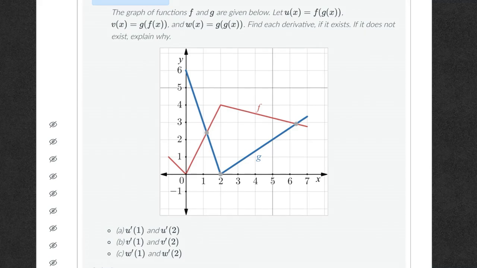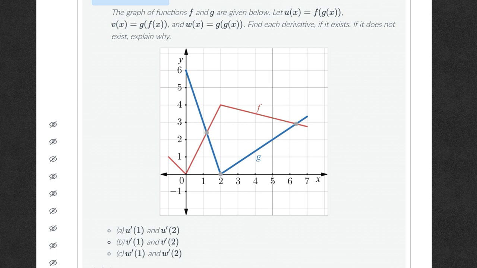The graphs of the functions f and g are given. Let u be f of g, v be g of f, and w be g of g. Find its derivative if it exists. If it does not exist, explain why.